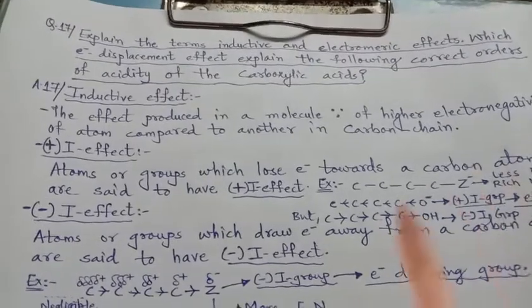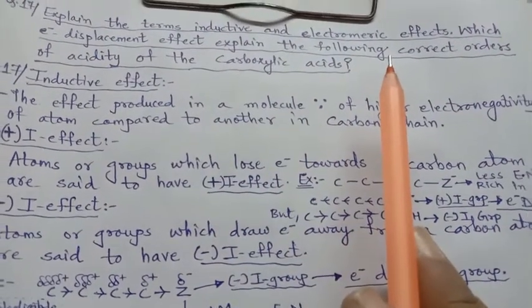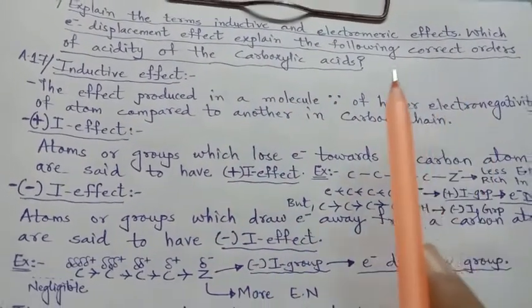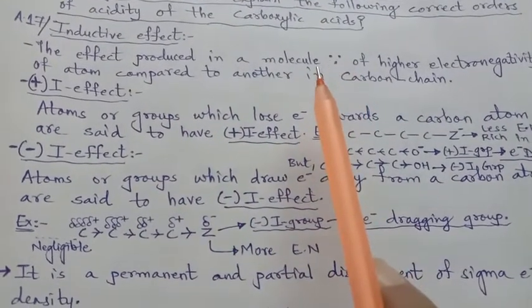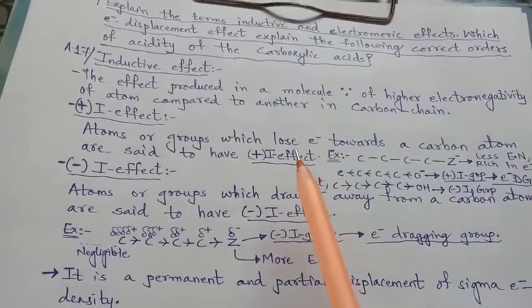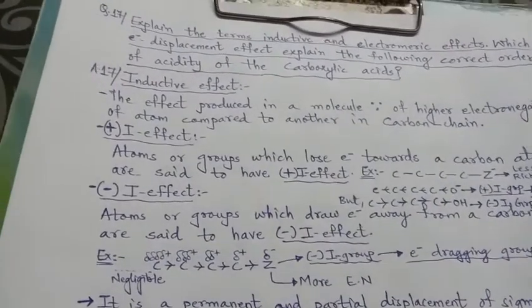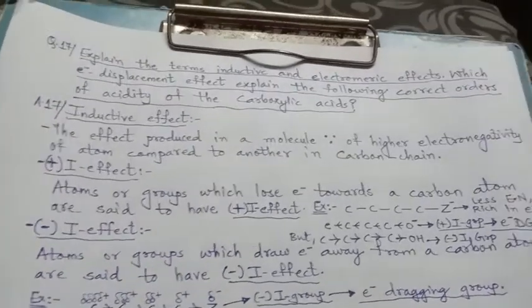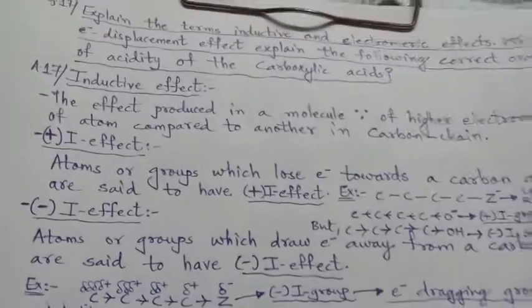Now question 17. Explain the terms inductive and electromeric effects. Which displacement effect explains the following correct orders of acidity of the carboxylic acids? Right? So here first we have to explain the inductive and electromeric effects, and then two examples are given, and we have to show that the order of acidity for those compounds is appropriate or not.